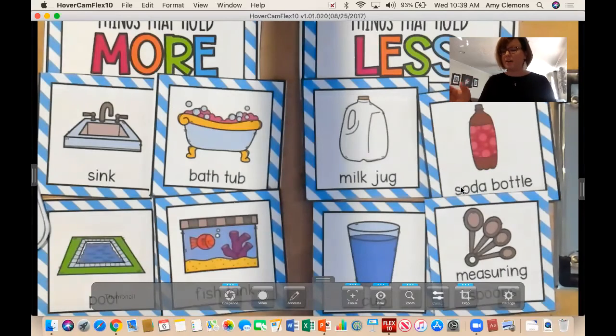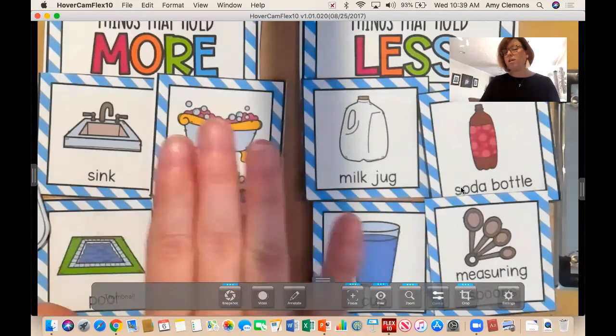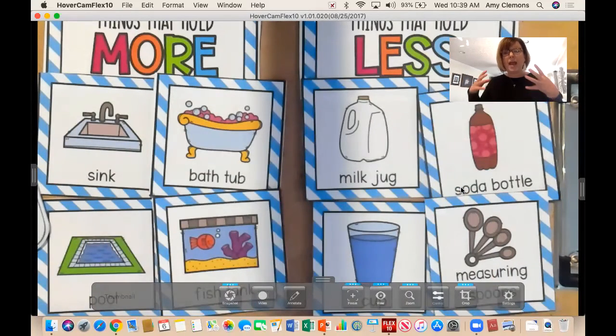So here we have the concept of more or less, and that's called volume. How much stuff you can get into it, okay? Some sort of a liquid. So the sink would hold a lot of water. The bathtub holds lots of water. A swimming pool holds an enormous amount of water. And a fish tank, depending on the size, holds a lot of water.